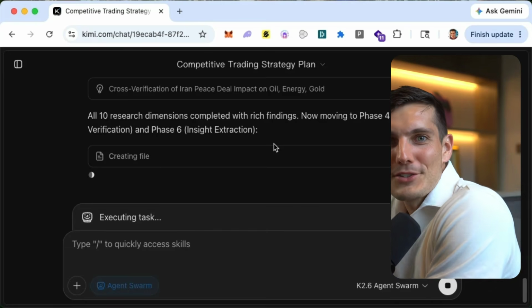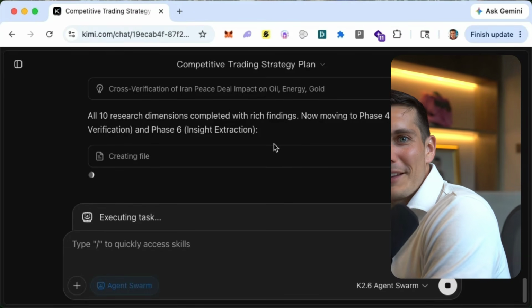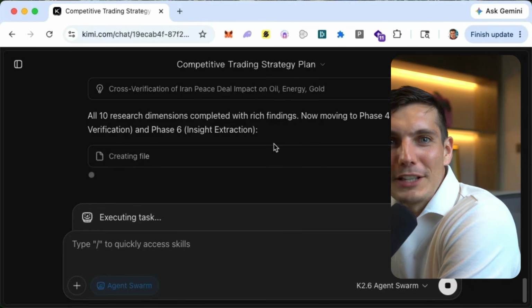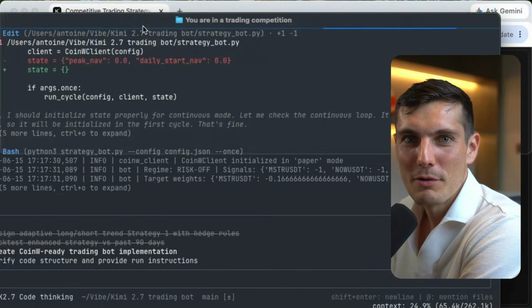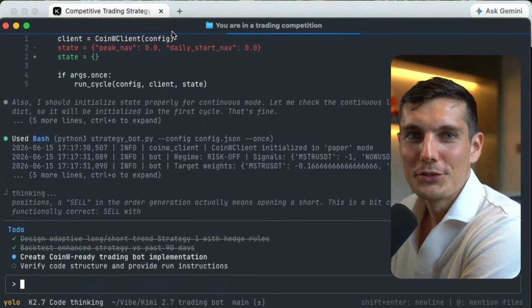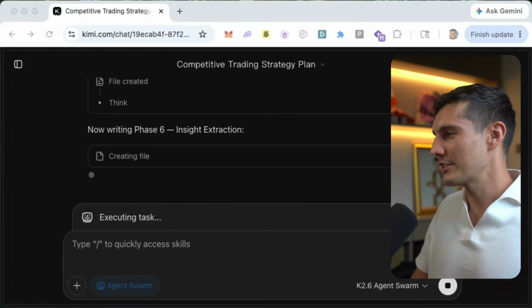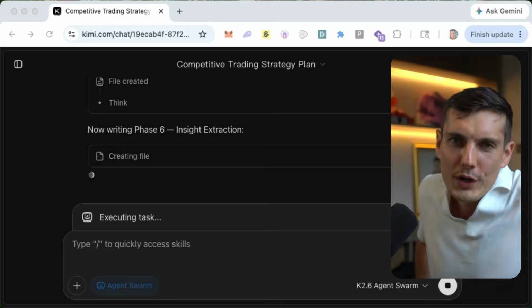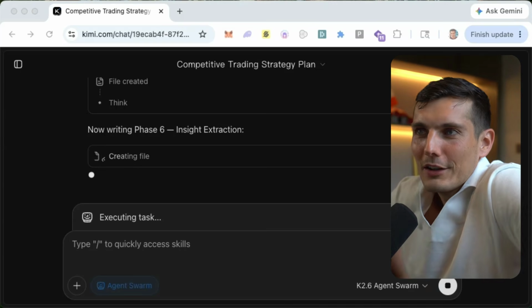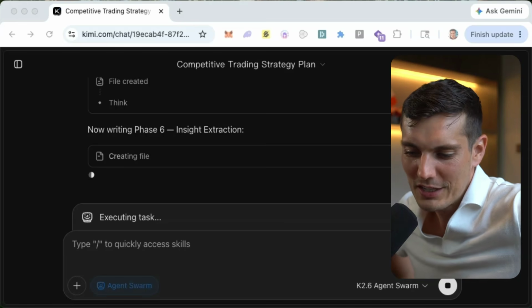All 10 research dimensions completed with rich findings. Now, moving to phase 4, cross verification. We are not done yet. By that time, we will have already one strategy. Do not hesitate to try multiple strategies. Like the cost of producing is close to free. And the coding of trading strategies is quite simple.